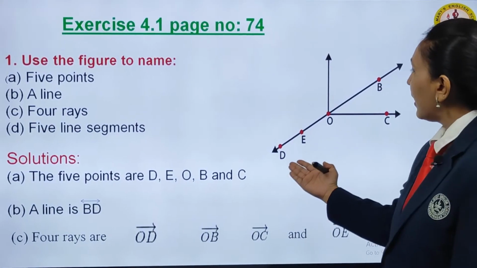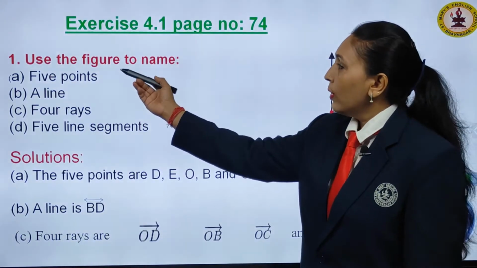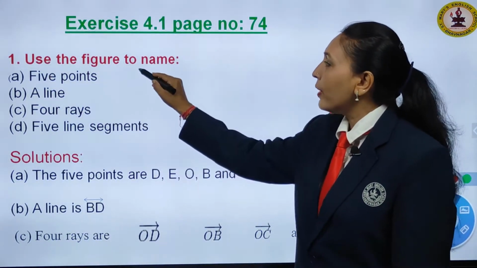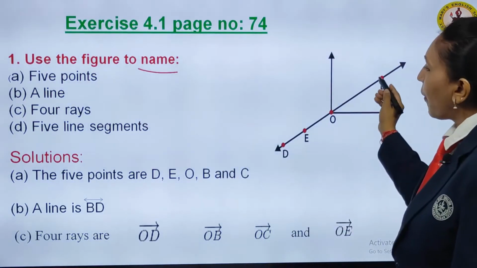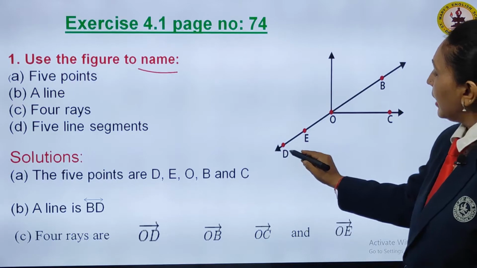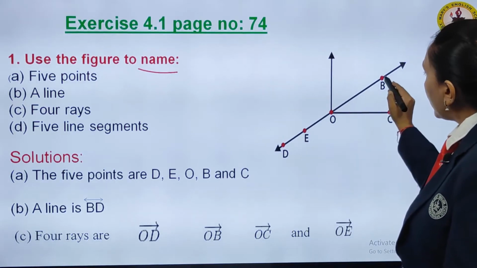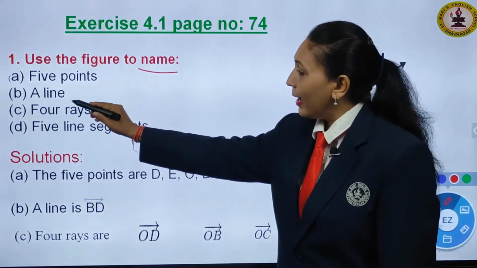Now you can see a figure is given, children, here. Using this figure, we have to name a few things, that is the questions given to us. So what do we have to name? First, 5 points. So let us see which are the 5 points in the given figure. Children, you can see we have point D, point E, point O, point B and point C. Second question, a line.